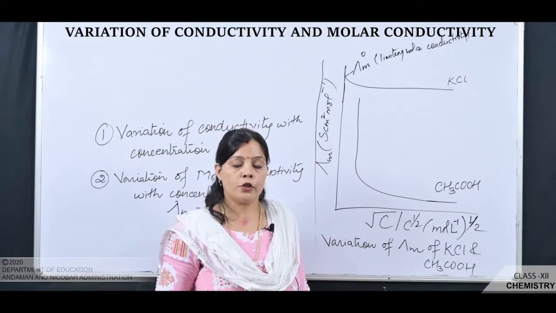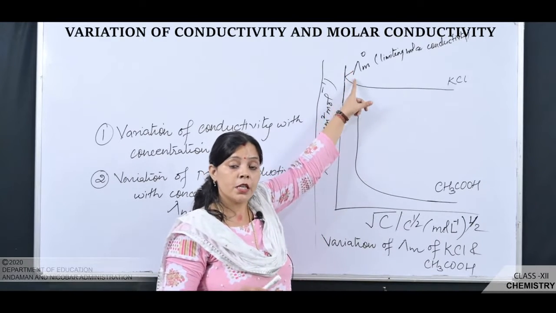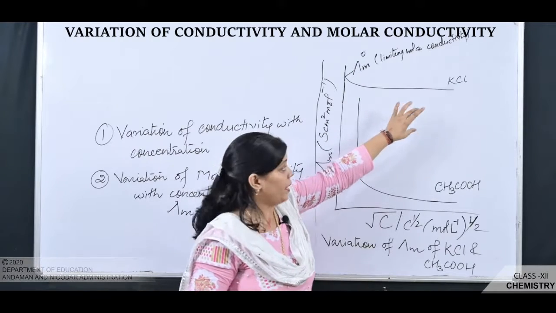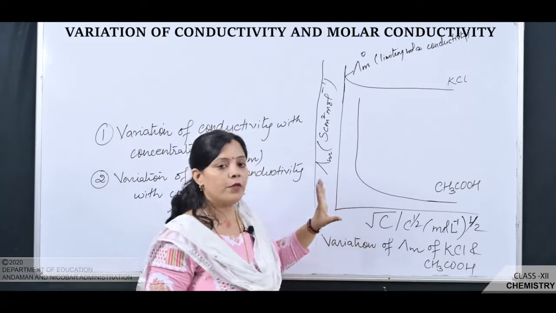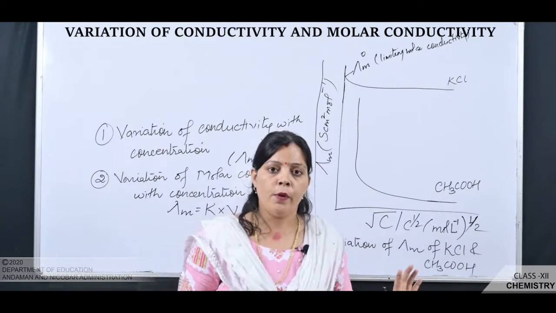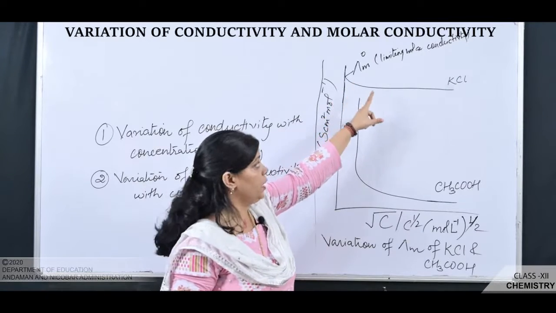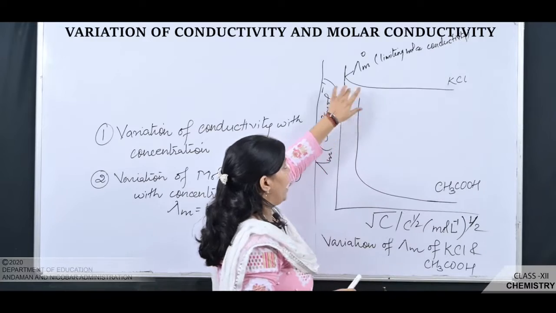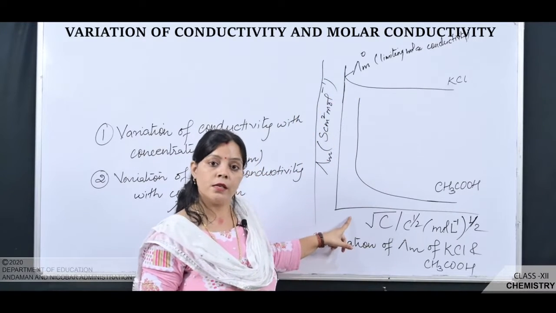For a strong electrolyte, the value of kappa m naught, meaning the limiting molar conductivity, is determined from the graph by extrapolating it to zero concentration. So with the help of the graph, we can easily determine the value of limiting molar conductivity for the strong electrolyte simply by extrapolating the graph to the point at which the concentration of the solution approaches 0.